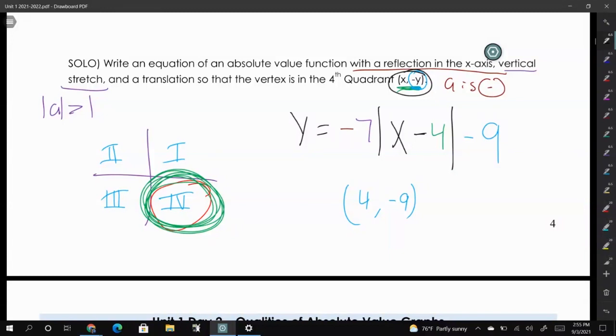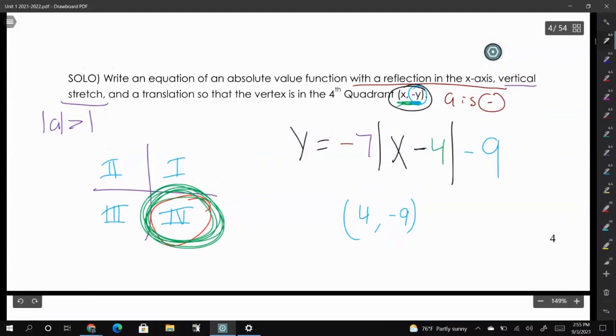It is very important to understand this because A, H, and K are something that we're going to deal with all year.